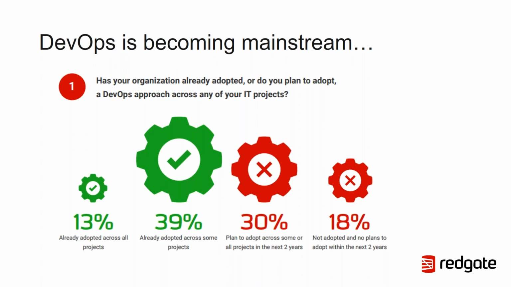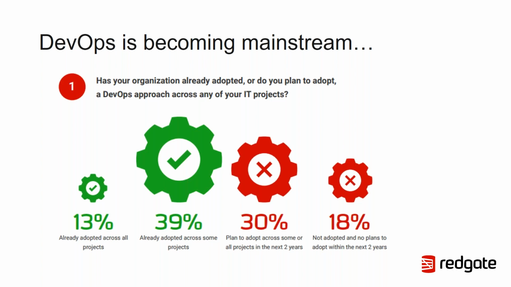But you can see here that 52% of respondents had already adopted a DevOps approach to some or all of their projects, and that's a 10% increase on last year, and a really clear demonstration that DevOps is firmly established in the mainstream now. You're now in a minority if you haven't even considered adopting some of this across all of your projects. A further 30% on top of that 52 plan to adopt it during the next 2 years.